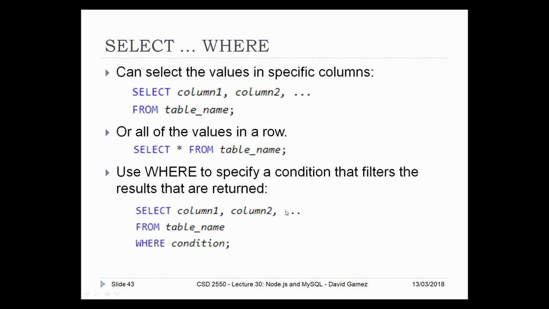So here we do select column 1, column 2, or select star from table name, and then we use the where condition, and the where condition will limit the number of rows that are actually returned. So it's a bit like with MongoDB, you have find. You can just run find with empty braces, and it will return everything in the collection. Or you can specify a search condition within, as a JSON document, that will limit the number of rows that are returned.